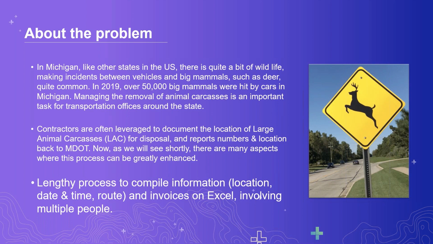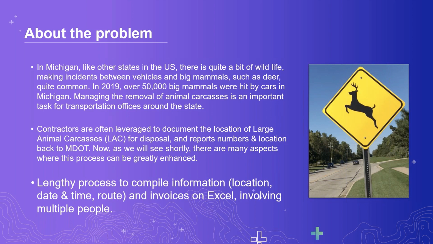The problem that we had before we implemented QuickCapture is there are a high amount of animal vehicle related incidents throughout the state. There was something like 50,000 in Michigan in the last year alone. And managing the removal of these incidents is an important task for transportation offices all around our state.